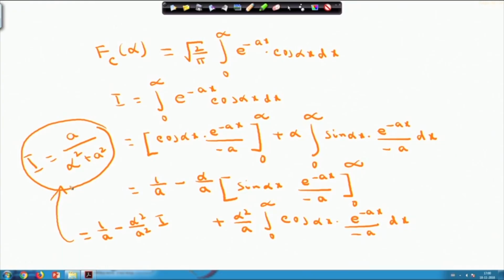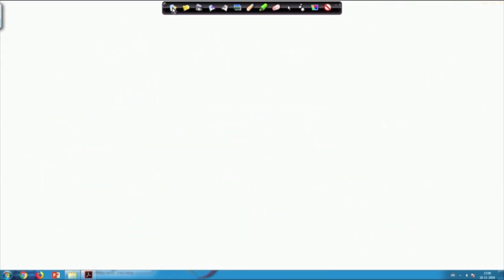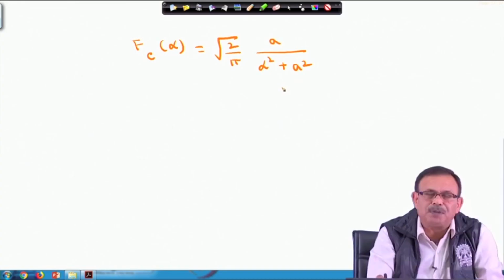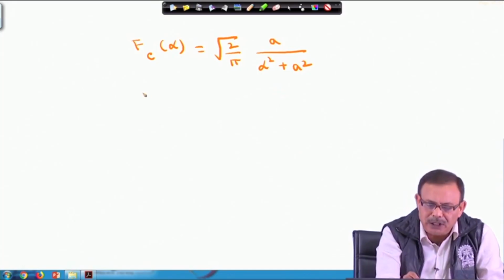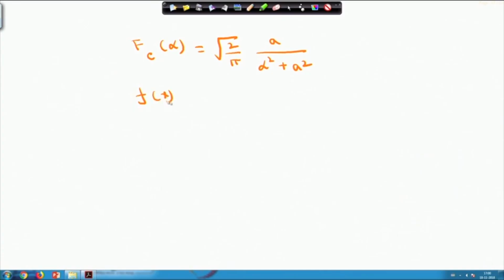So, once I have obtained the value of this integral, now I can write down my Fourier cosine transform of the function. So, Fourier cosine transform of alpha is equal to root over 2 by pi into a by alpha square plus a square. Now we have to evaluate the integral. Again we will follow the same process, using the inverse Fourier cosine transform, I can write down the value of f x.